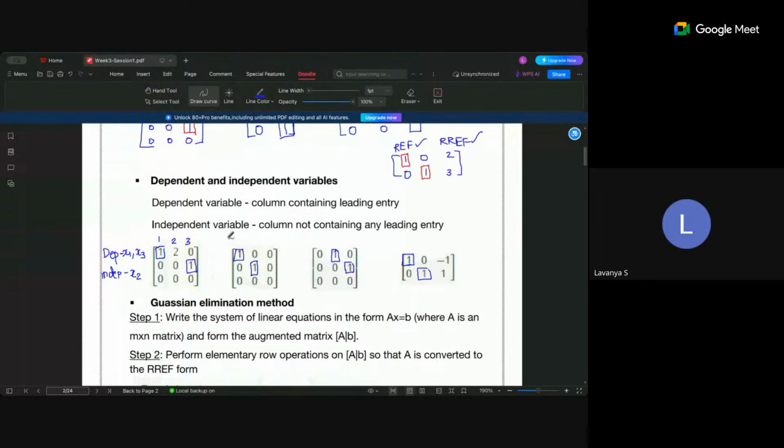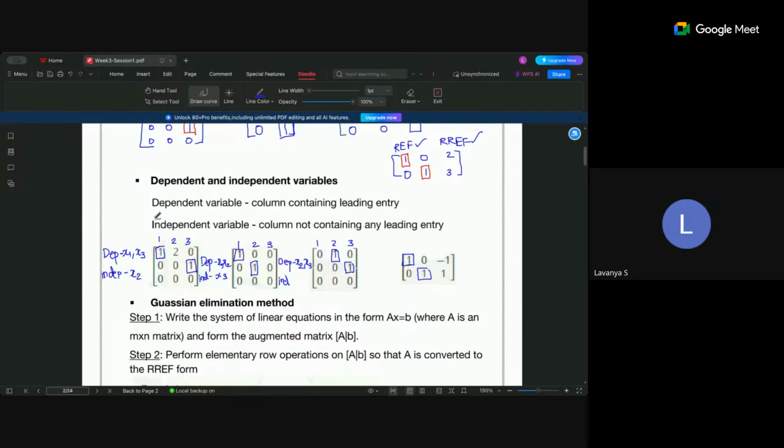Can you tell the same for this one? This is column 1, 2, 3. Tell me which are the dependent variables and which are the independent variables. x1 and x2 are dependent; x3 is independent. Right. Can you tell for this one? x2 and x3 are dependent, and x1 is independent. You should say it in terms of variables. Remember that, okay?